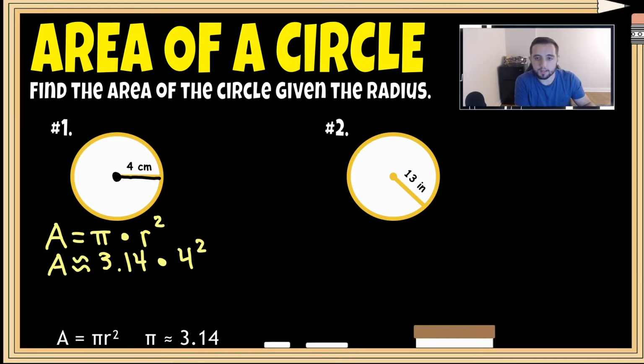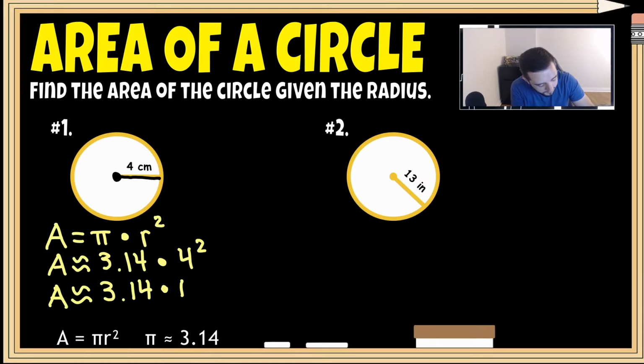Now we utilize order of operations, so we don't have any parentheses. Then we check for exponents, so we have 4 to the second power. This does not mean 4 times 2. I see people do this all the time. It really means 4 times 4, which is 16. So we have area is approximately, again, 3.14 still staying the same, times, instead of 4 to the second power, we have 4 times 4, which is 16. Now we just multiply them together. So we have 3.14 times 16.